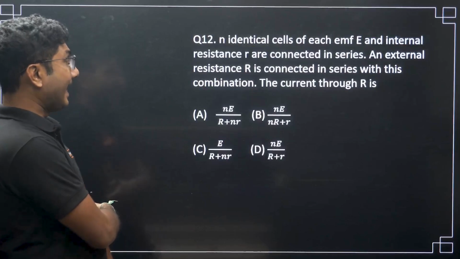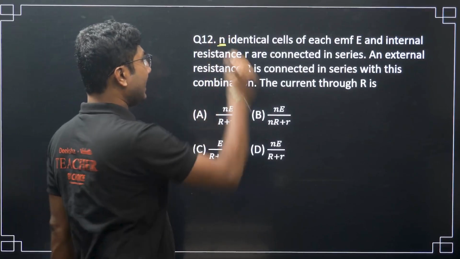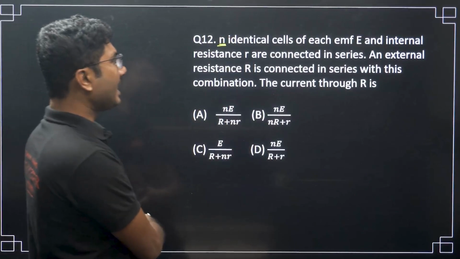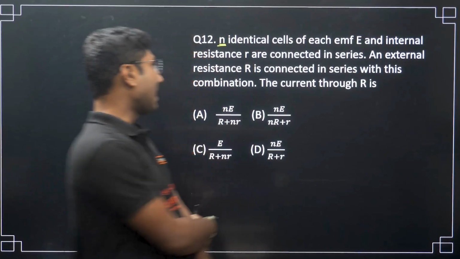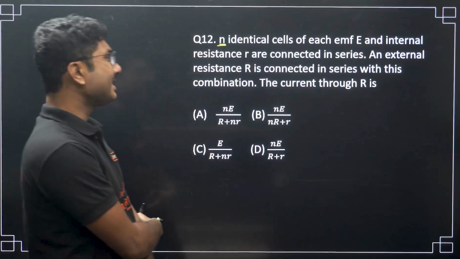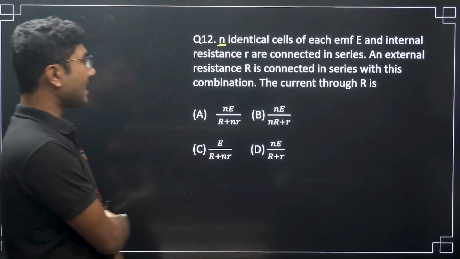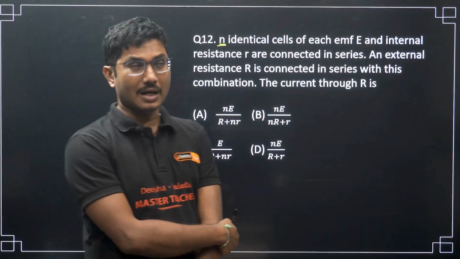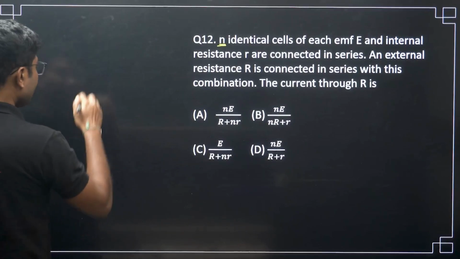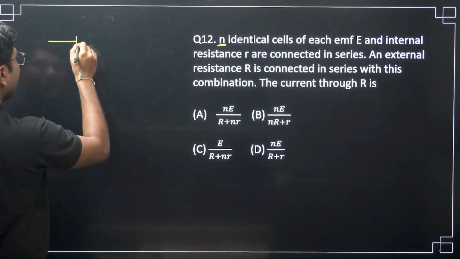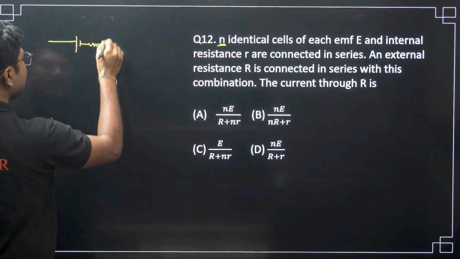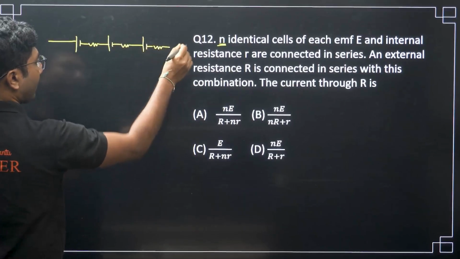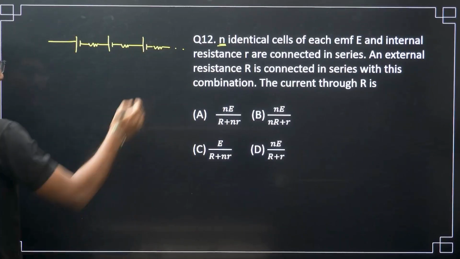The n number of identical cells, each of EMF capital E and internal resistance small r, are connected in series, and external resistance capital R is connected in series with this combination. The current through capital R is? So what we have is small n number of cells connected in series. Okay, so n number of cells are there.